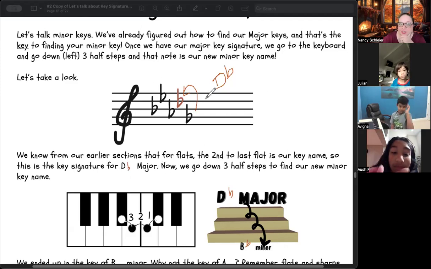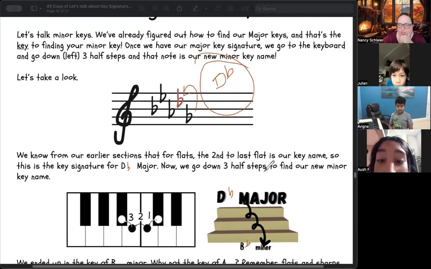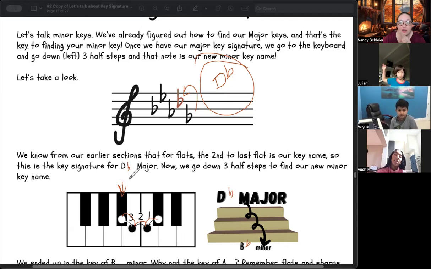Okay. So we know that this is the key of D flat major. Now we're going to go down 3 half steps. So 1, 2, 3, and this is our key. So what is this key signature? What note is this? Anybody have an idea? Arya, what is it? It's A sharp. Very good, but we can't mix sharps and flats, so what would it be?